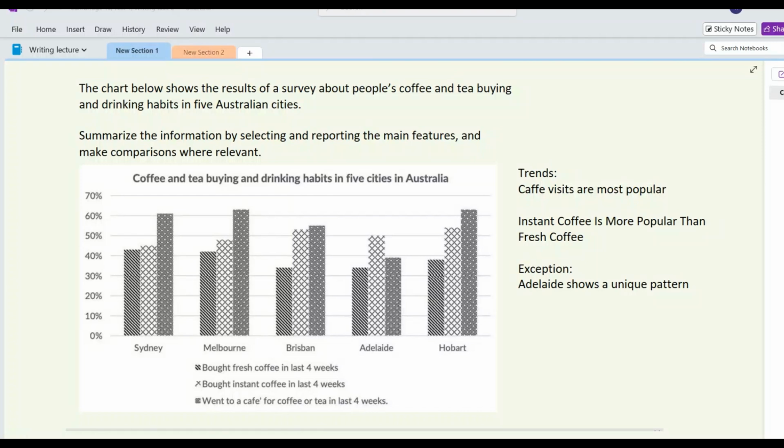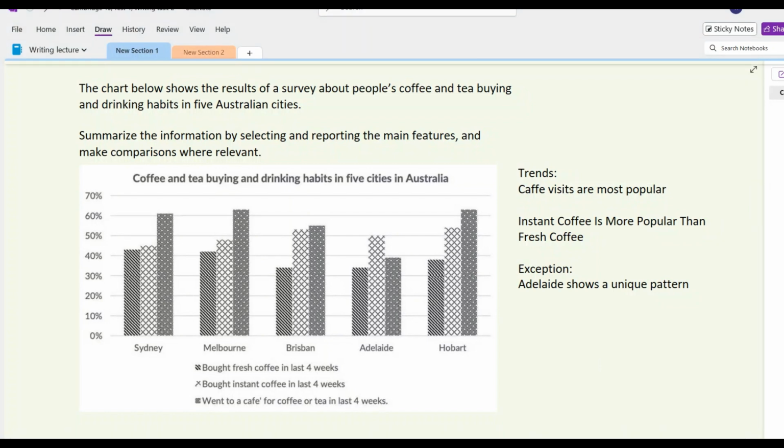Hello, now I'd like to take writing task 1 sample question, and I have taken this from Cambridge 15 test 1. At first we see the introduction of it. The chart below shows the results of a survey about people's coffee and tea buying and drinking habits in 5 Australian cities. And the task itself is summarize the information by selecting and reporting the main features and make comparisons where relevant. So there are several things to keep in mind.